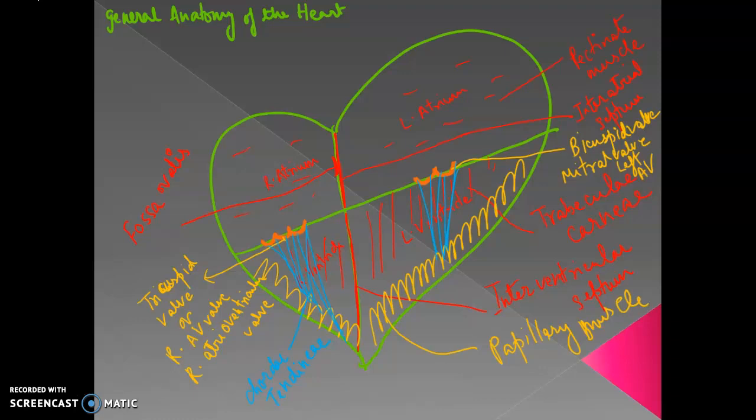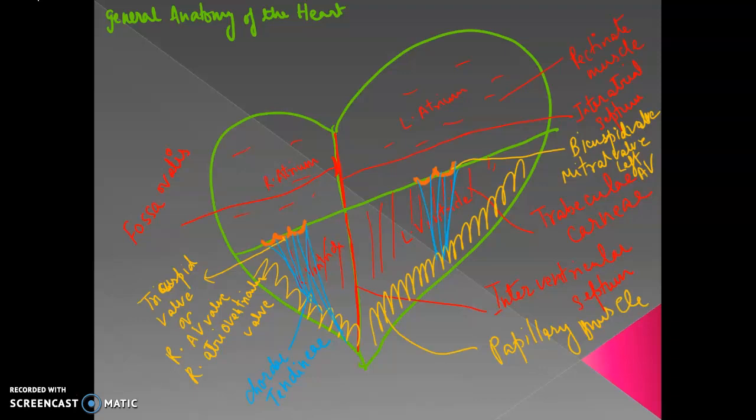At the inferior portion of the ventricle, we have some finger-like muscles. Those are called papillary muscles. The ventricles are connected to the atria by AV valves or atrioventricular valves. Between the right atrium and the right ventricle, we have the tricuspid valve, also known as the right AV valve or right atrioventricular valve. In between the left atrium and the left ventricle, we have the bicuspid valve, also known as the mitral valve, also known as the left atrioventricular valve or left AV valve.